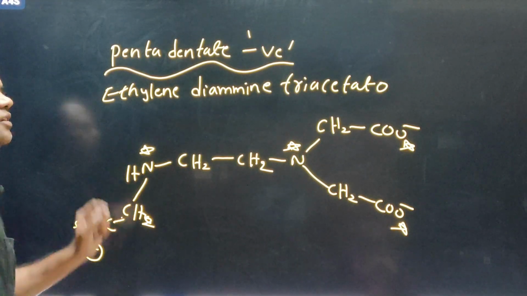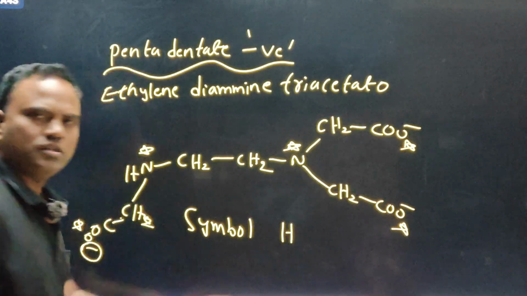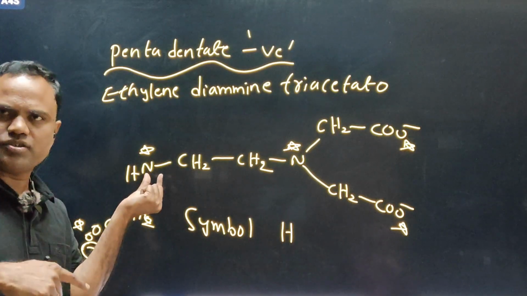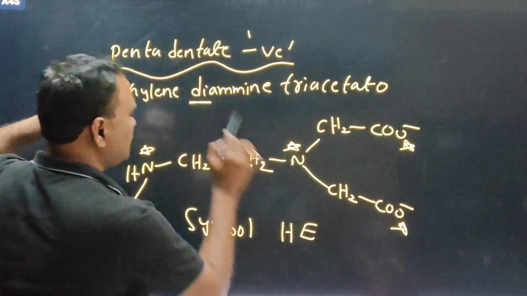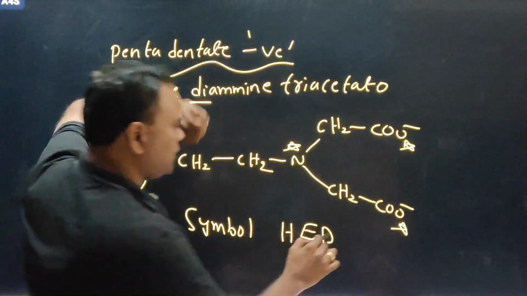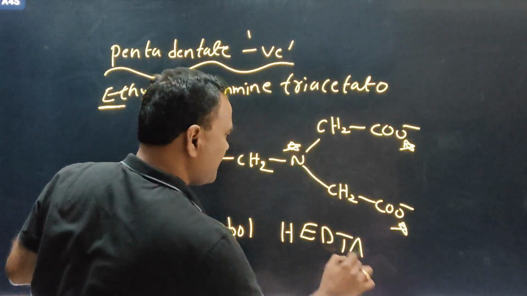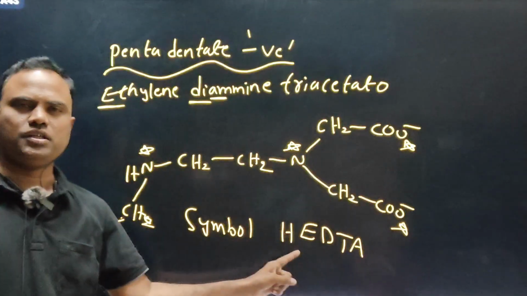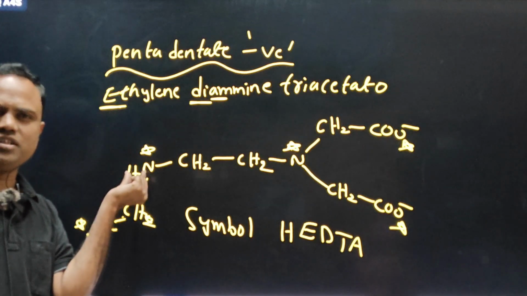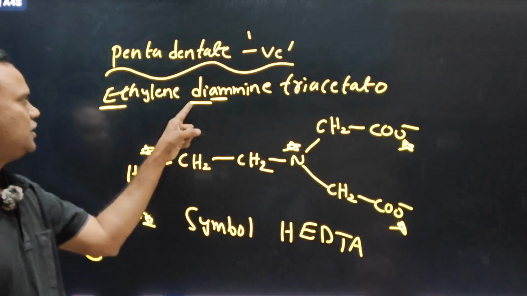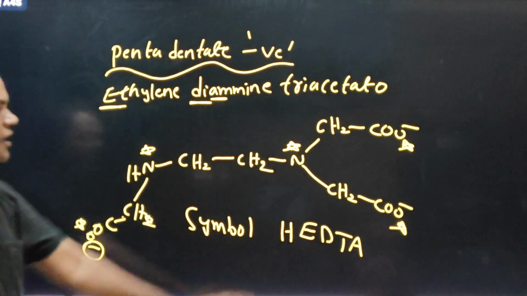And one H we didn't remove. So the symbol is H. On the nitrogen atom, one H is there. See, ethylene diamine, E, D, T, sorry, here A, EDTA, H EDTA. This H is this hydrogen. Clear? Ethylene diamine triacetate.